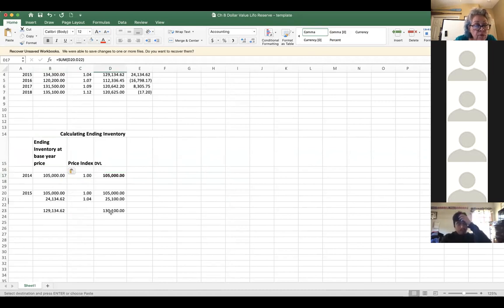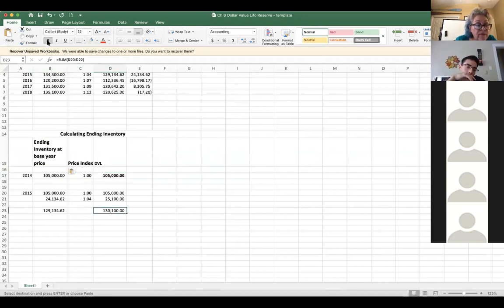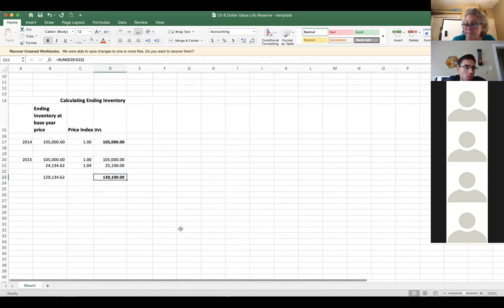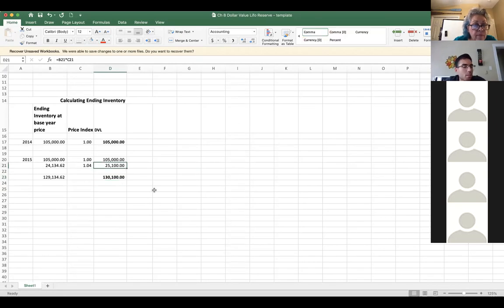Okay. Oh, I have a quick question. For my 2015, what would be reported on the balance sheet is 25,100. I understand how you got it. Yeah. I'm a little confused as to, so after you get the 24,000, which is the difference between year 14 and 15, right? Mhm. Then you multiply by the price index. Correct.